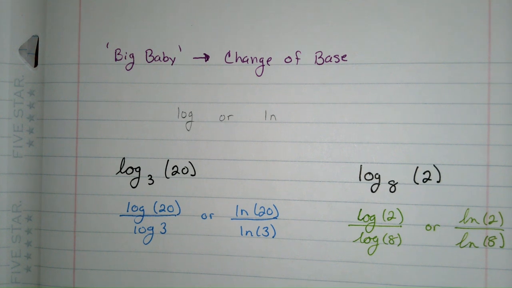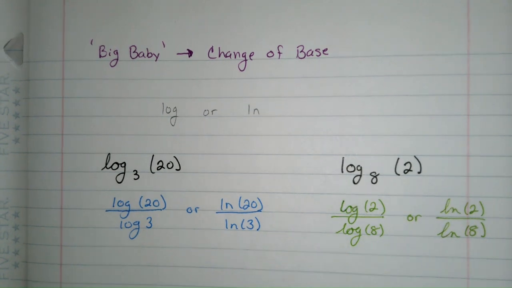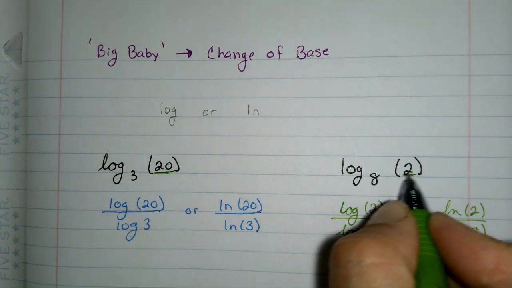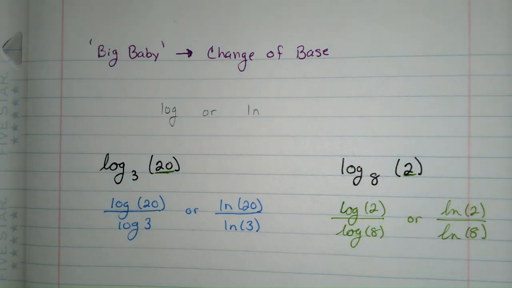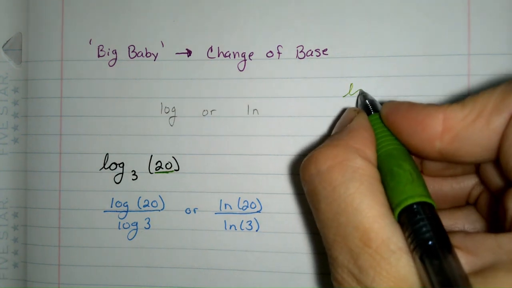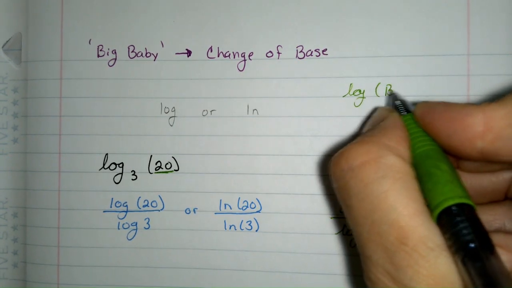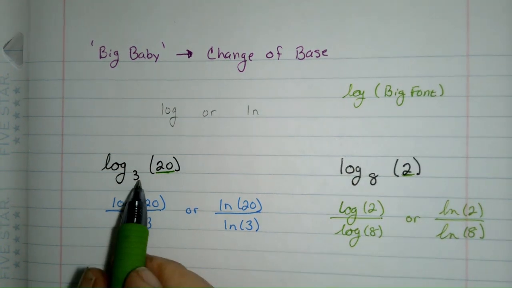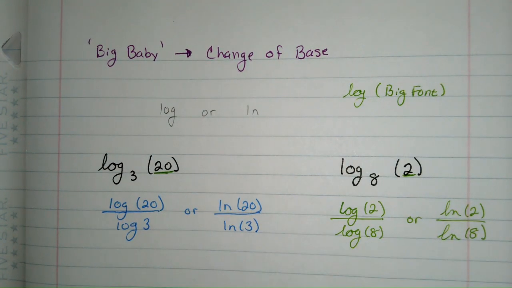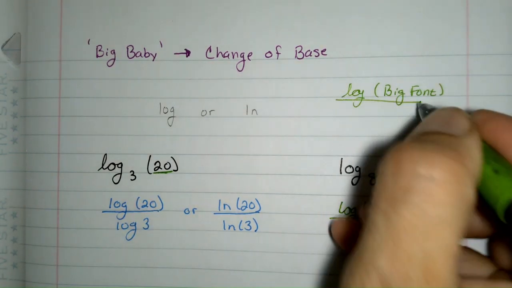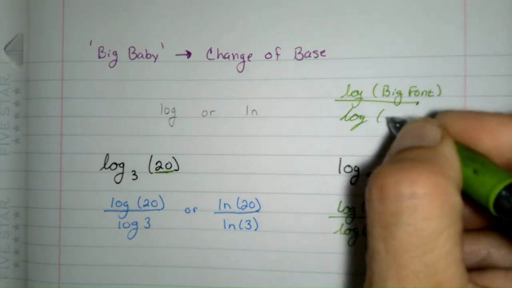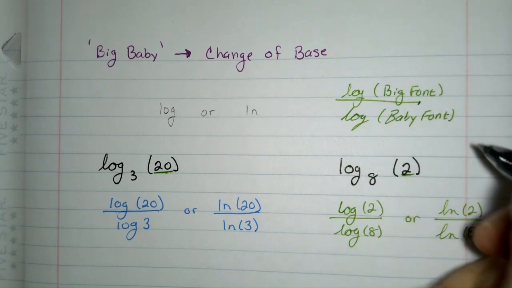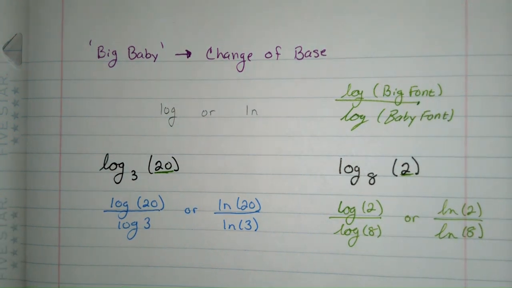And you might be wondering, okay, what's this big baby thing then? Well, she noticed that this number was written in larger font. So log of your big font, and then your subscript is generally written in smaller font, or baby font. So divided by log of your baby font, which is how they came up with big baby.